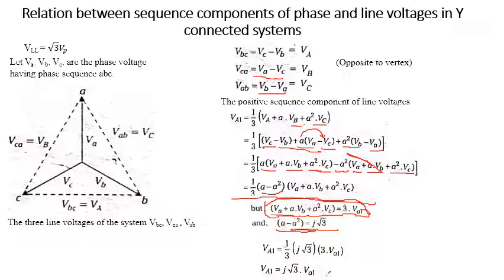We know that a minus a square can be written as j root 3, and similarly a plus a into VB plus a square into VC can be written as 3 into VA1. So that is equal to VA1 is equal to j root 3 into VA1. This is the line, this is the phase.